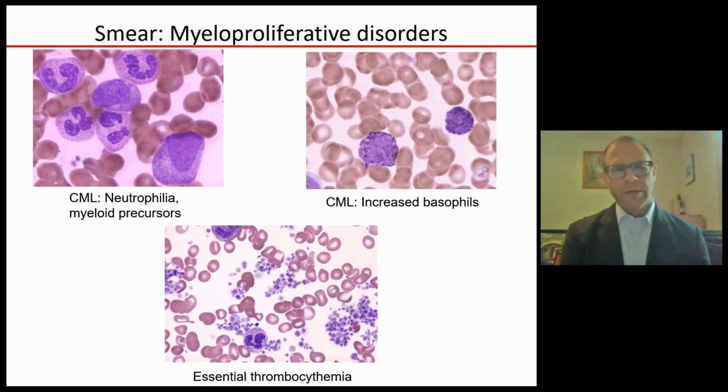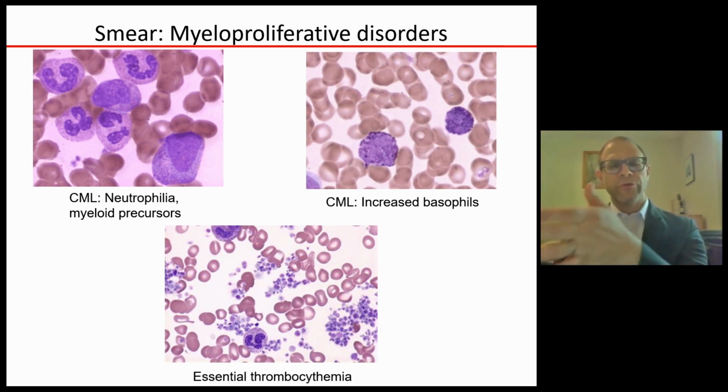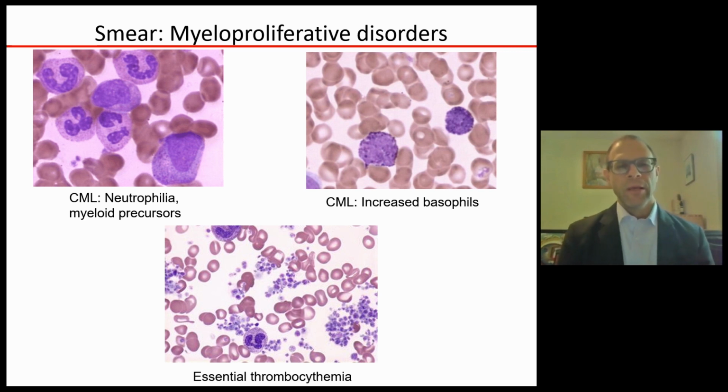CML, we think about it raising white blood cells and causing a left shift in that distribution. So we see immature forms from neutrophils to bands, metamyelocytes, myelocytes, promyelocytes, etc. So this slide is showing neutrophils and bands and other younger cells that shouldn't be in peripheral blood. But CML also can increase platelets. And we often do see in myeloproliferative diseases basophilia and some eosinophilia.